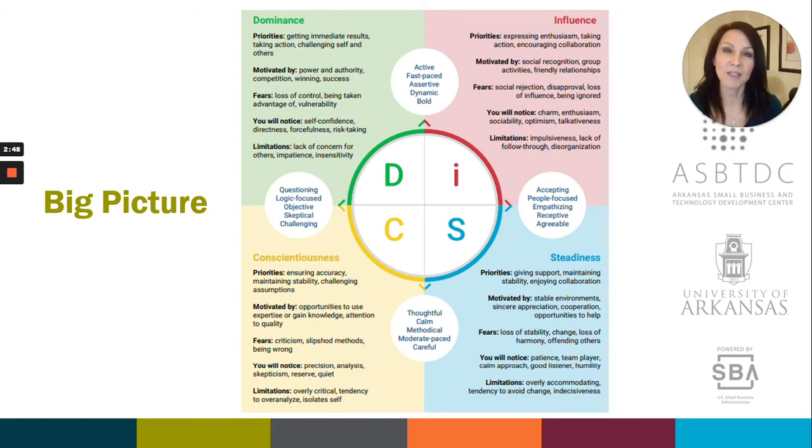On the other hand, you've got the left-hand side, the dominance and the conscientious. They're focused on tasks, results, getting stuff done. On the right, you've got the influential and the steadiness, and they're focused on people and relationships.